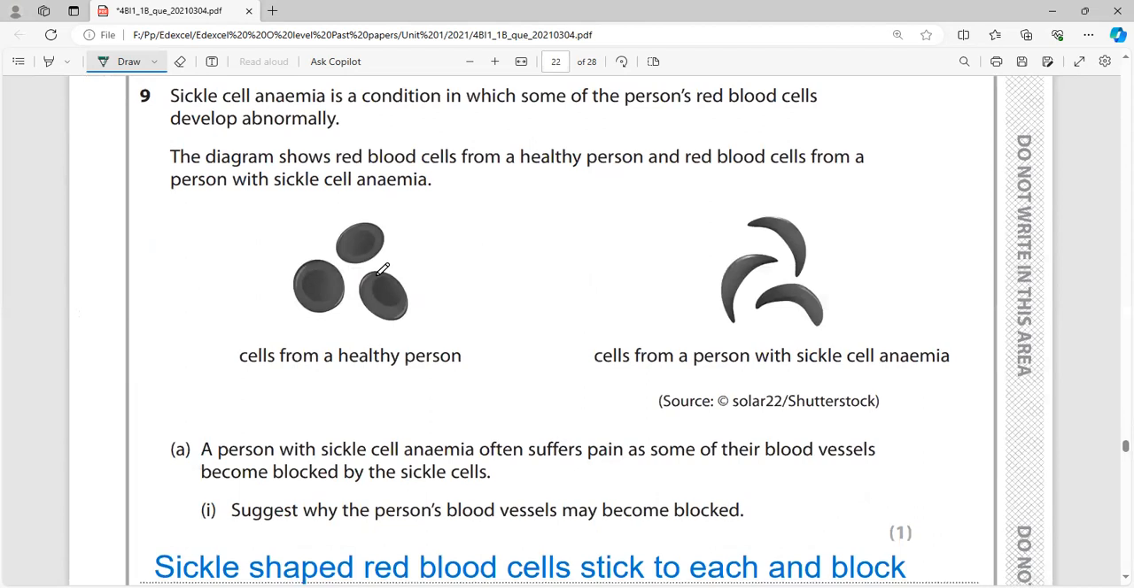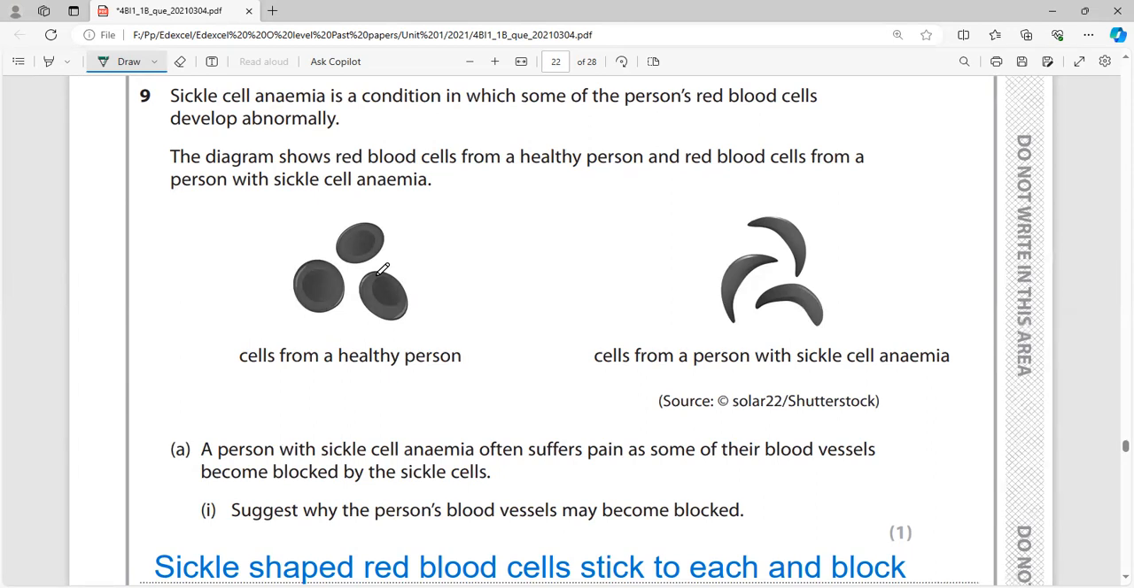Sickle cell anemia is a condition in which some of a person's red blood cells develop abnormally. The diagram shows the red blood cell from a healthy person and the red blood cell from a person with sickle cell anemia.